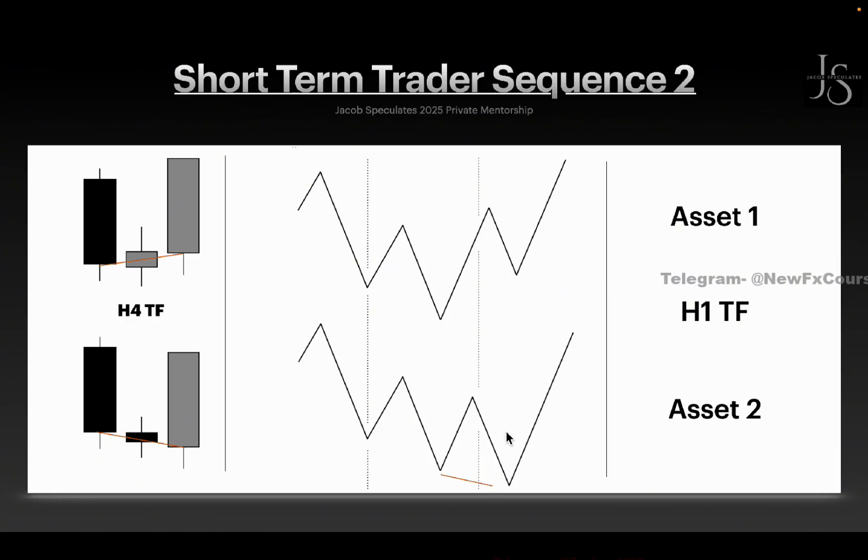So on that weaker asset, you're looking for a bullish daily cycle sequential SMT, while on the stronger asset, you're looking for it to retrace into the 1 hour time frame reversion level, and you're catching that expansion.